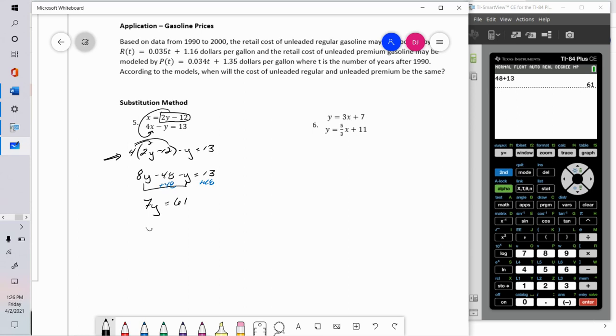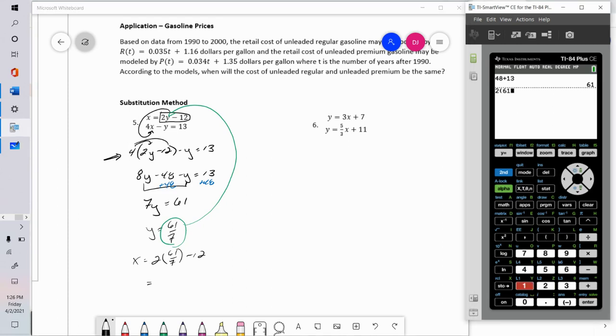And so now y equals 61 over 7. And unfortunately, that doesn't divide. But now what I would do is take that value for y and plug it... Nope, I wouldn't plug it in there. Why would I not plug it in there? Because I want to put it back into this guy where x equals 2y minus 12. I'm going to cheat and use my calculator and show you something here.